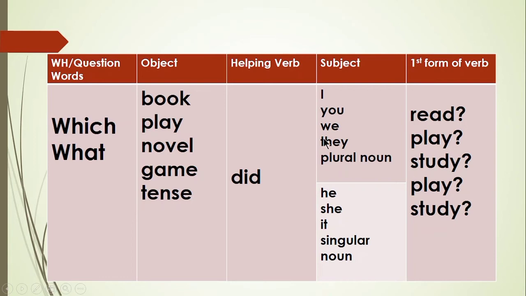Which book did you read? Or what game did you play? Or which novel did you study? Or what tense did you study? So the difference between which and what is that which is used for limited options and what is used when there are general options. Okay, so that is the only difference between which and what.